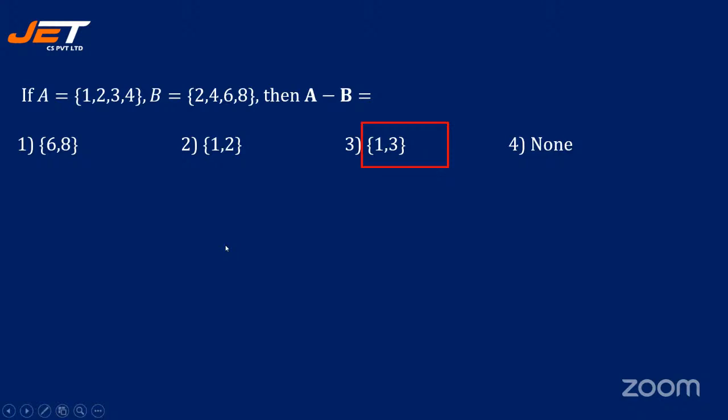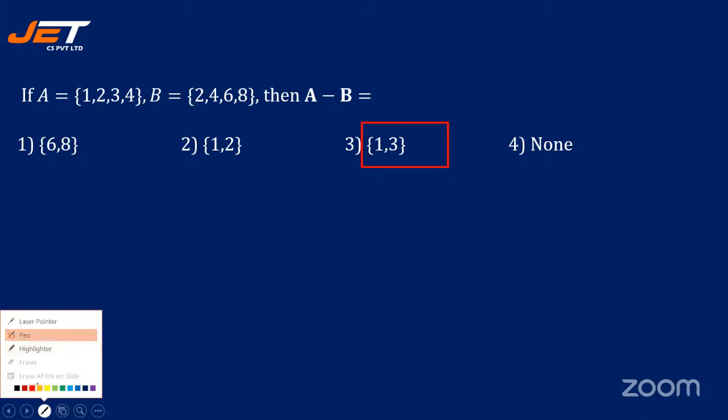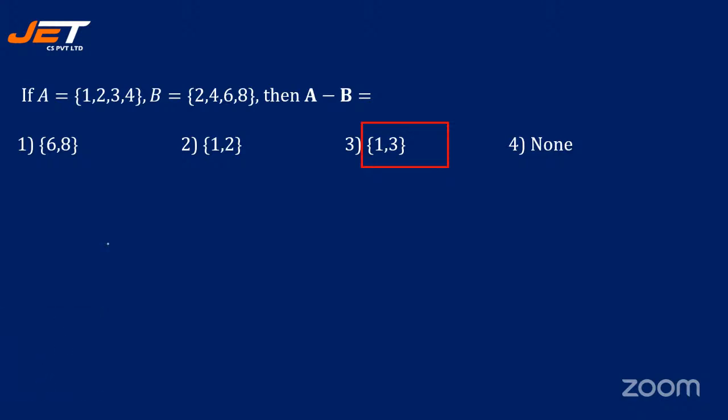Just a second, let me see. Here 1 is there, and in B, 1 is not there, so you consider 1. 2 is there in both. Here 3 is there, and in B, 3 is not there, so consider 3. 4 is there, and there also 4 is there. So you should consider only A, because it is A minus B, not B minus A. Therefore, your answer must be option 3. Let's move on to the next question.